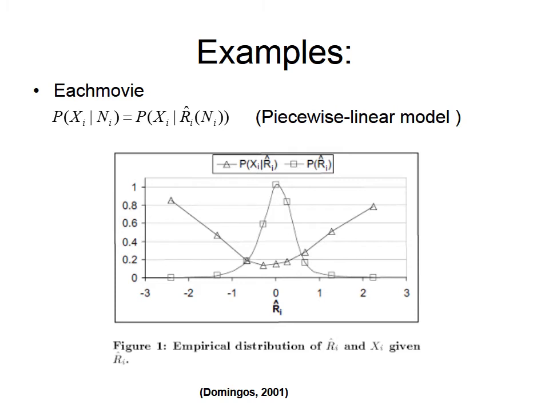Note that here, the predicted rating Ri hat is forced to be centered at 0 for convenience, which means it has been subtracted by the customer's average rating. We can see that the distribution of the predicted rating Ri hat obeys kind of like the Gaussian rule, while the conditional probability of xi given Ri hat is more interesting.